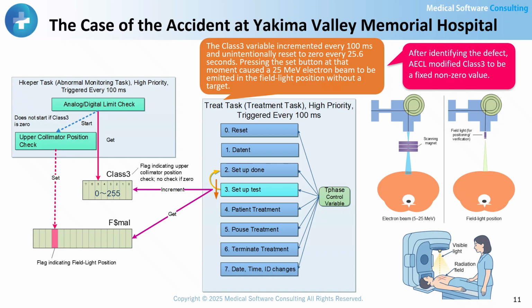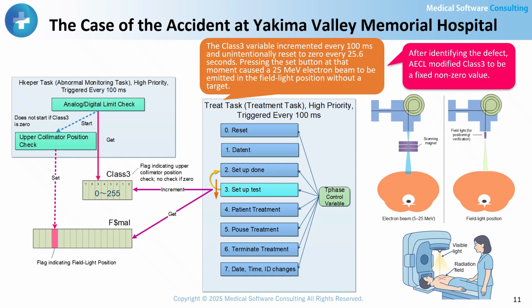During the third phase, setup test, the treat task accepted input from the Set button. If the button was pressed at the precise instant that Class 3 overflowed to 0, the H-keeper abnormality monitoring task interpreted this as no collimator check required. As a result, the 25 megaelectron-volt electron beam was fired in field light position without beam shaping, dosimetry, or scattering.